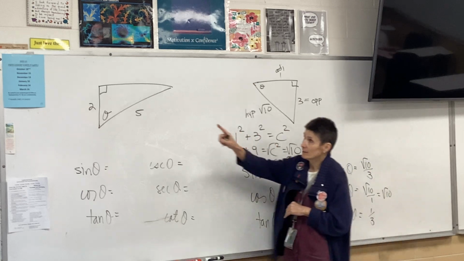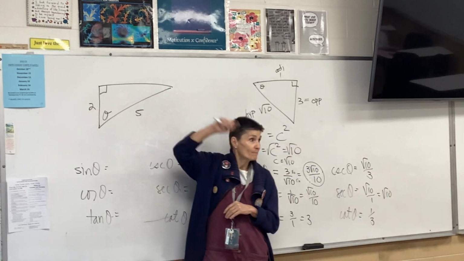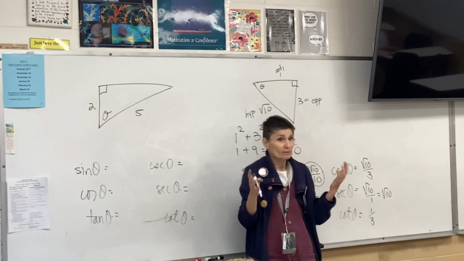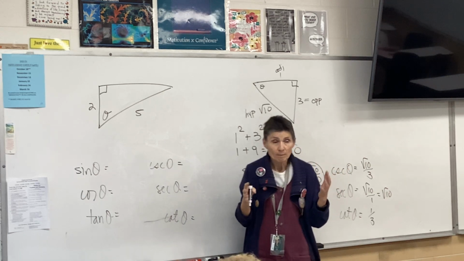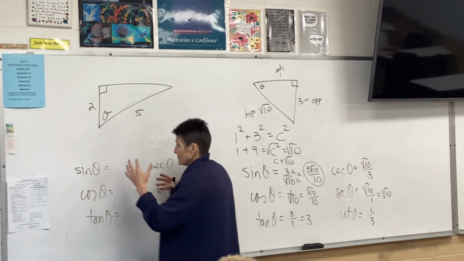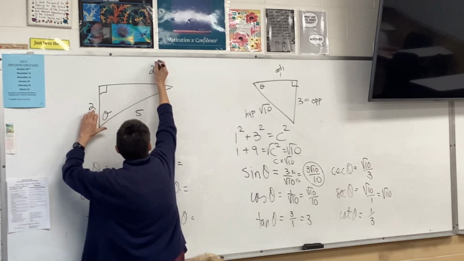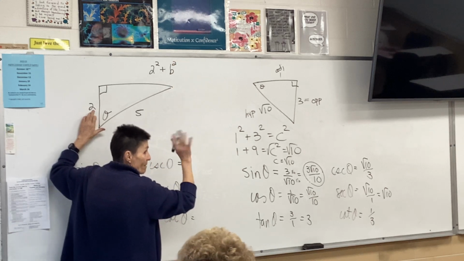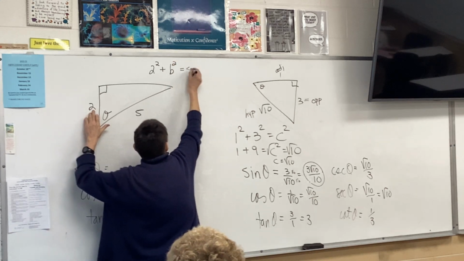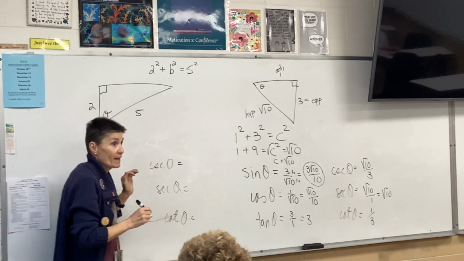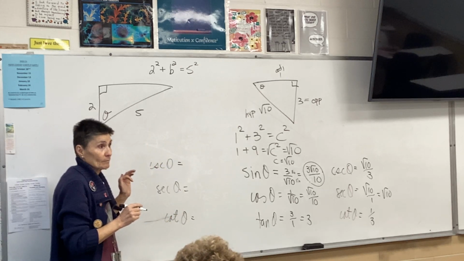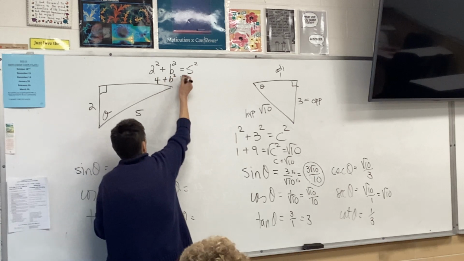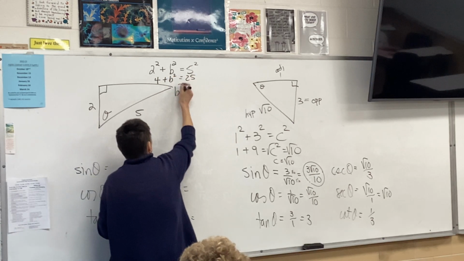This side right here. Now, is it the hypotenuse this time? No, it's one of the legs, right? What we call the legs. So we're still going to use the Pythagorean Theorem. But what's it going to look like? 2 squared plus b squared, or a squared, it doesn't matter, equals 5 squared. Is everybody clear on that? So 4 plus b squared equals 25.